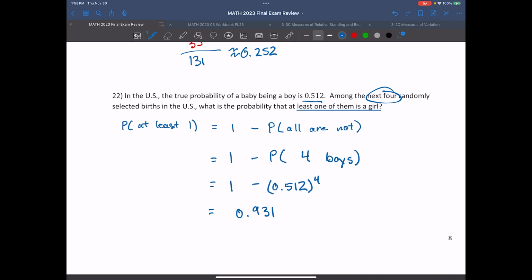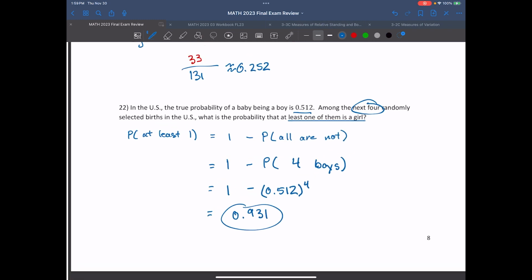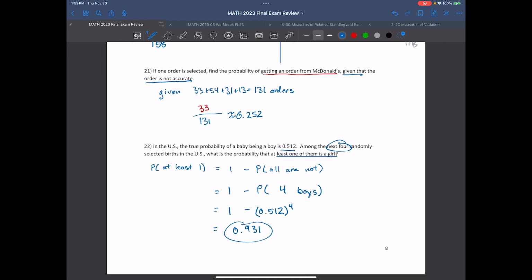0.931. And just think about this. 4 births, at least one of them needs to be a girl. This is going to be a fairly high probability, even though each one independently is the complement, so 49% roughly, percentage chance or 0.49 probability. Do that over a couple different events. It works out to be a fairly high probability.